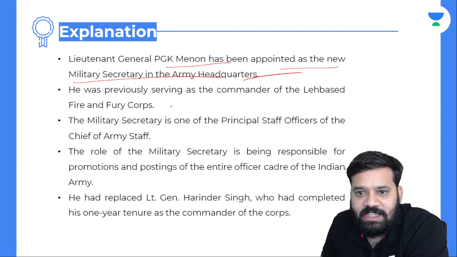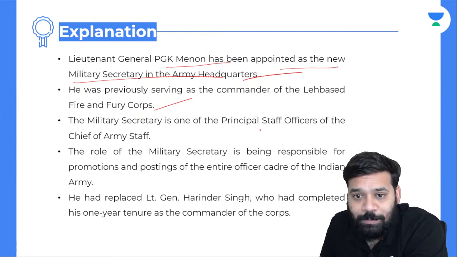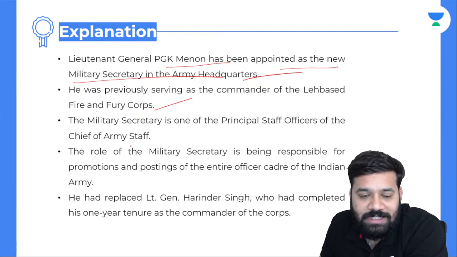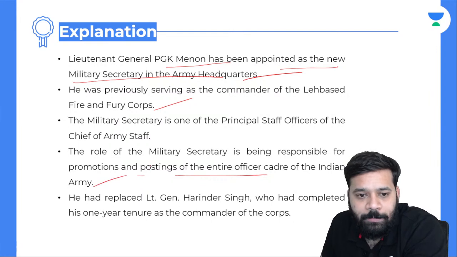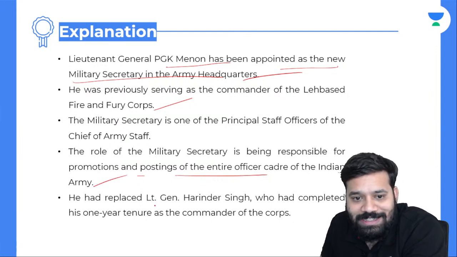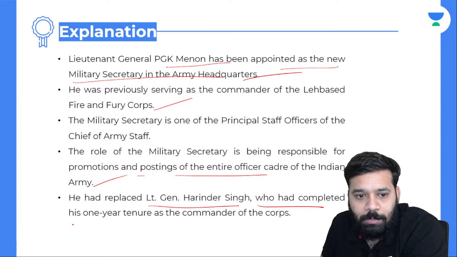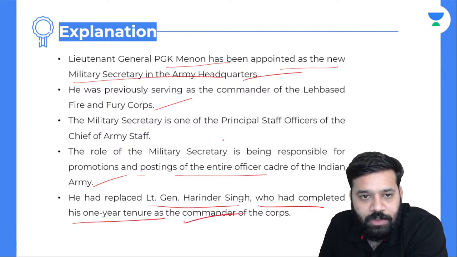He was previously serving as commander of the Leh-based Fire and Fury Corps. The military secretary is one of the principal staff officers of the Chief of Army Staff. The role of military secretary is being responsible for promotions and posting of the entire officer cadre of the Indian Army. He replaced Lieutenant General Harinder Singh, who had completed his one-year tenure as the commander of the corps.